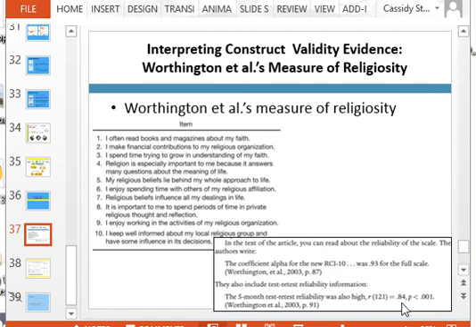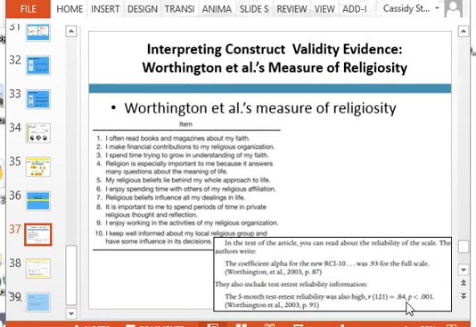Remember, the highest we can get is 1. So that's a very high positive correlation, meaning that people who scored highly in religiosity the first time they took the test also tended to score highly the second time. And people who scored low the first time also tended to score low the second time.